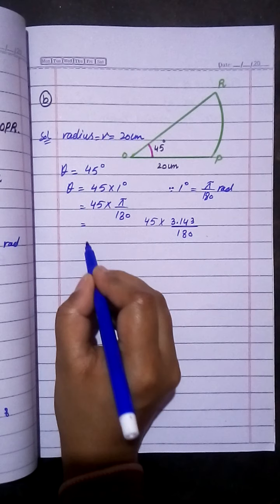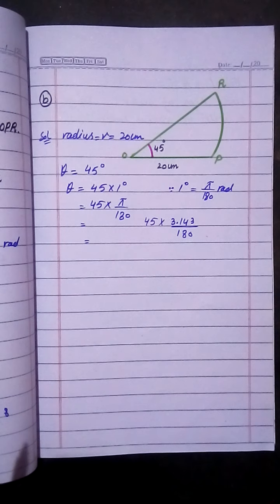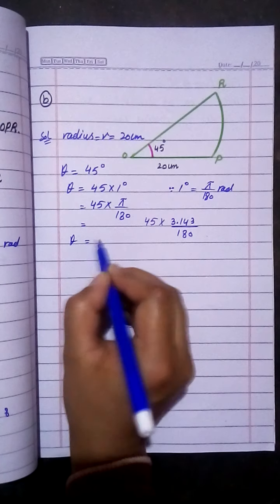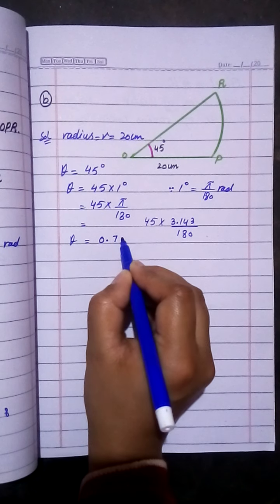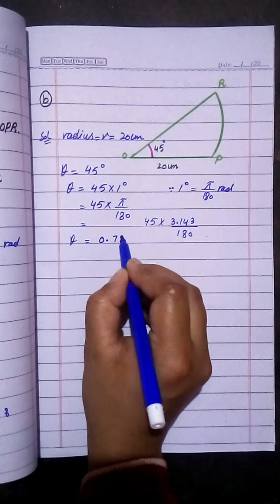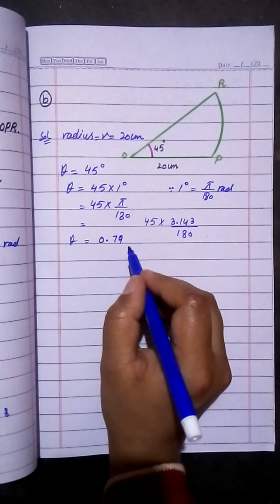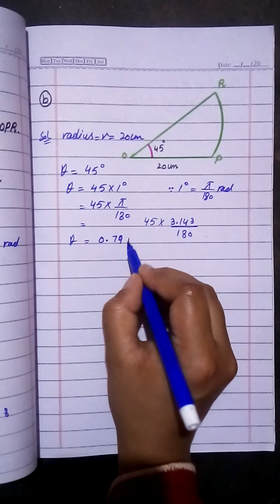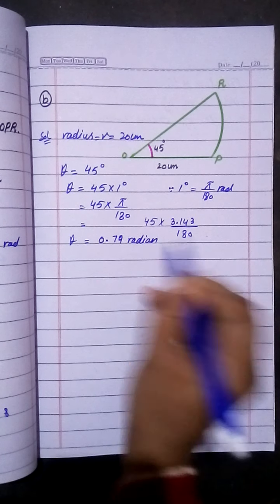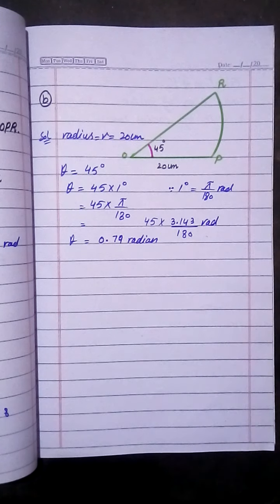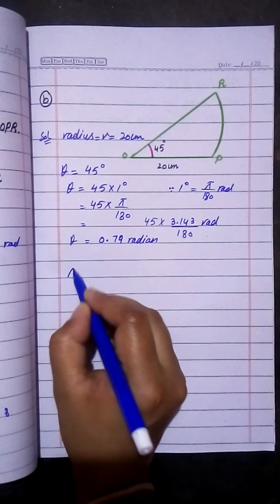Now after simplification, 45 multiplied by 3.143 and divided by 180. So theta equals 0.79. After rounding off you get 0.79 radian. Now you have to write here radian, the unit of measurement. Now you are going to find the area of the sector.